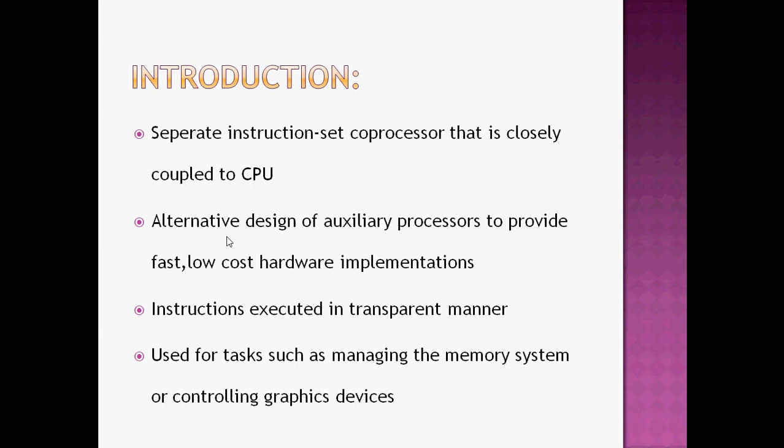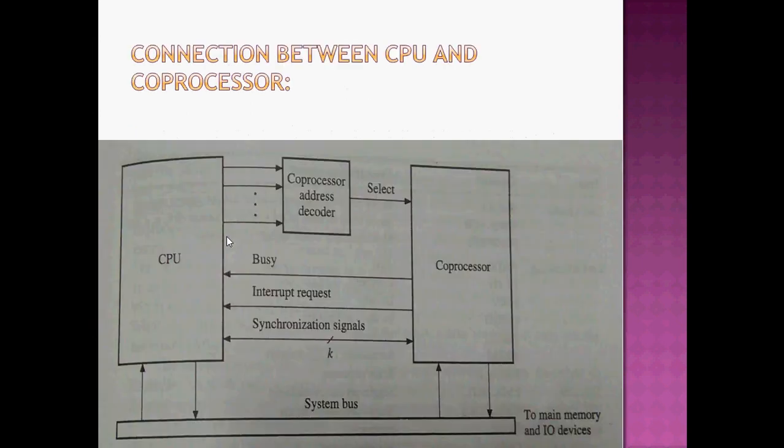Now we are going to see about coprocessors. A coprocessor is an instruction set extension that is closely coupled to the CPU. It is an alternative design to auxiliary coprocessors that provide fast, low-cost hardware implementations. Instructions are executed in a transparent manner. It is used for tasks such as managing the memory system or controlling graphics devices.